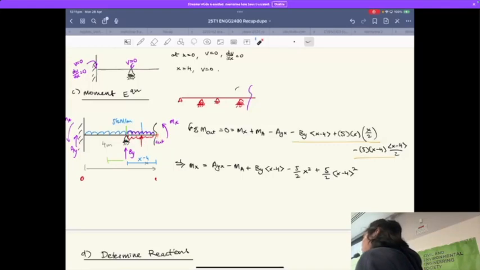Where do the x on 2 and the x minus 4 on 2 come from? They're from the lever arm. This is a moment. Like this is the lever arm here, and that's the lever arm there.